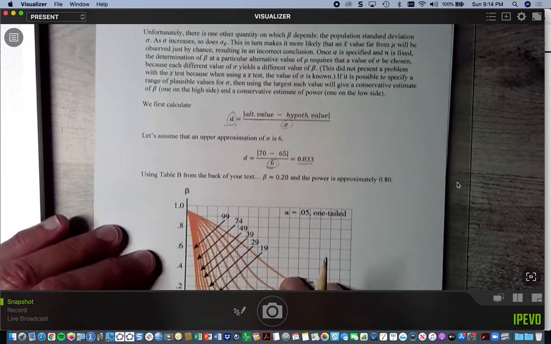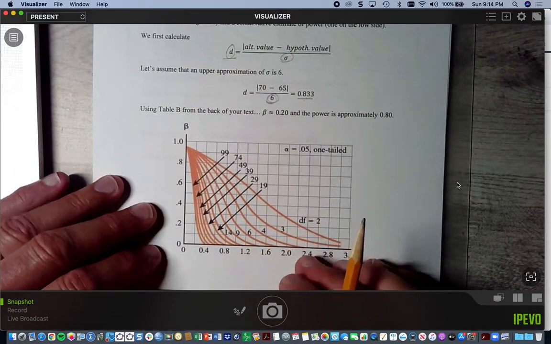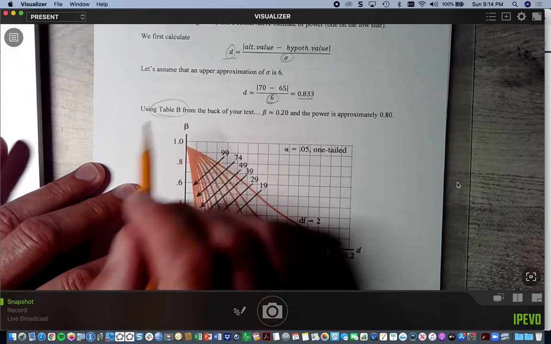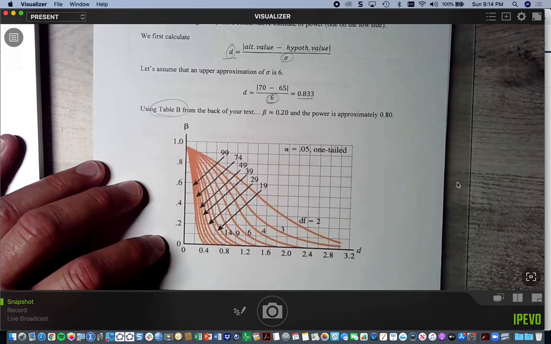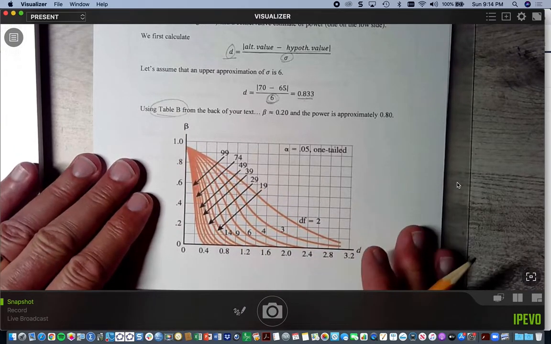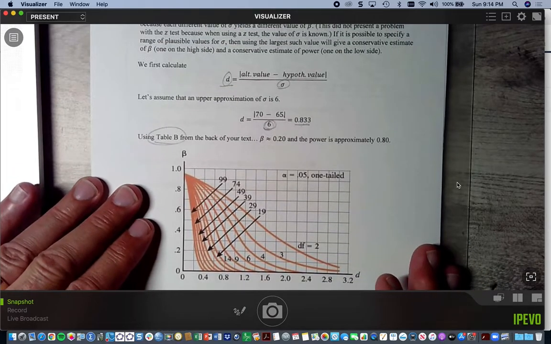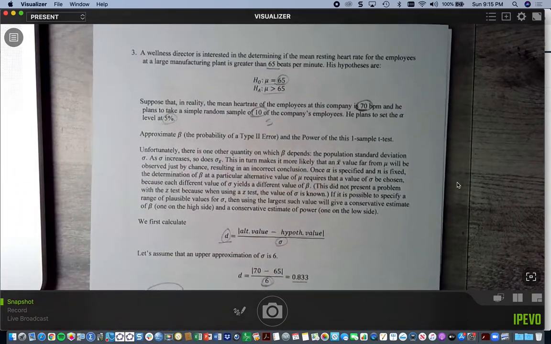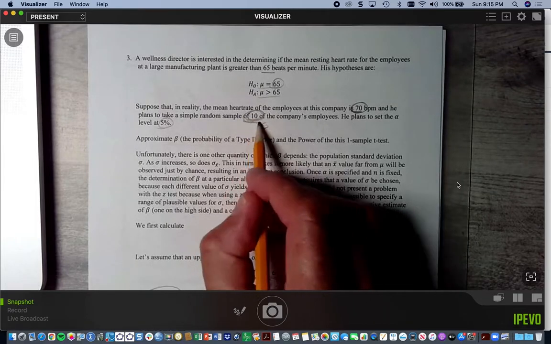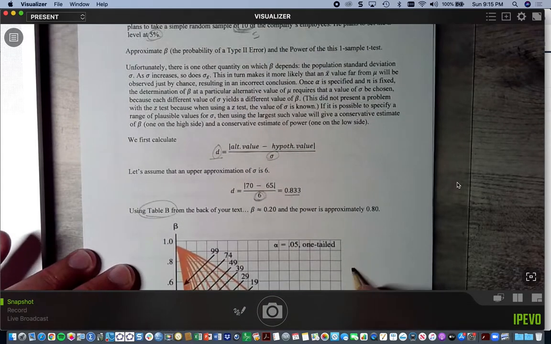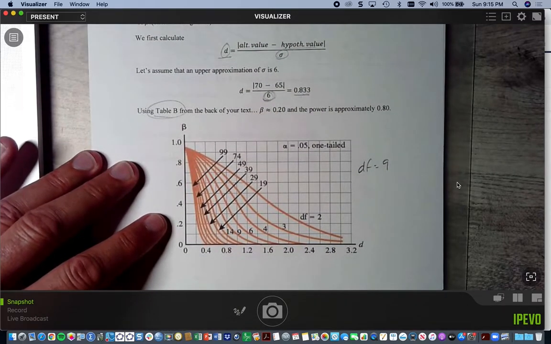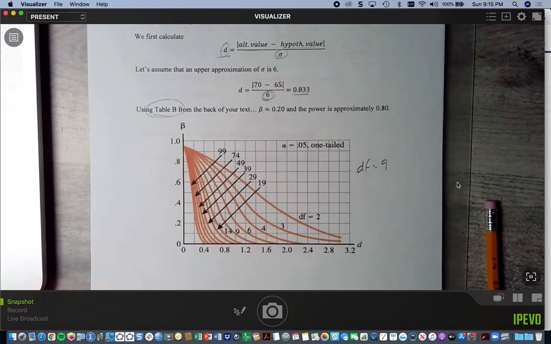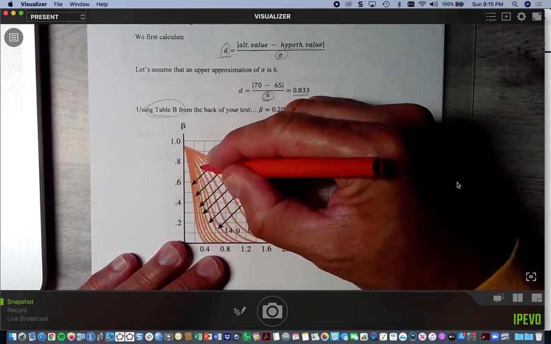In order for us to calculate this, we can't really do a normal CDF because we have a t-distribution. So in the back of your book, there's a table B, and it's a way that we can calculate the power of a test and the probability of a type 2 error by looking at these graphs. Up here it said that we had a sample of size 10, which means that our degrees of freedom is 9. So if we look at the graph for 9 degrees of freedom, it's this graph here.